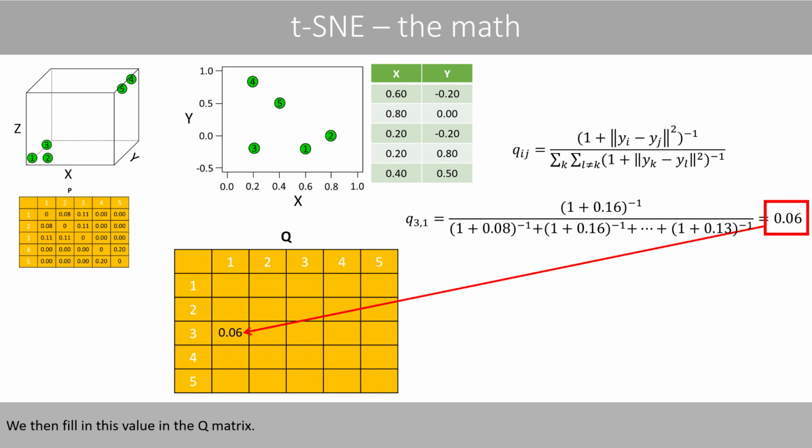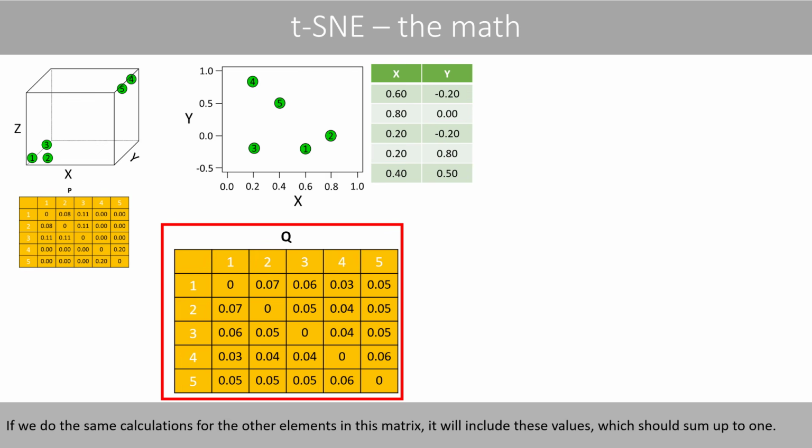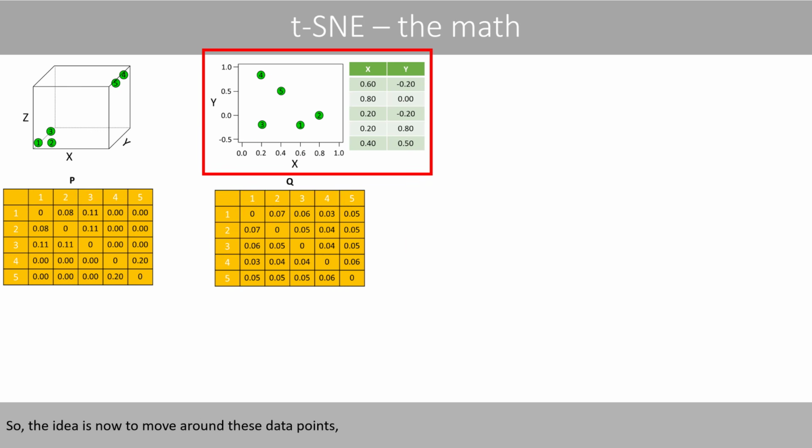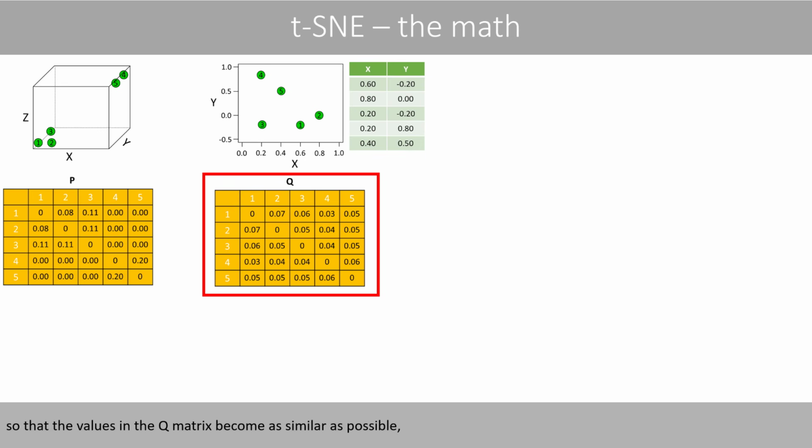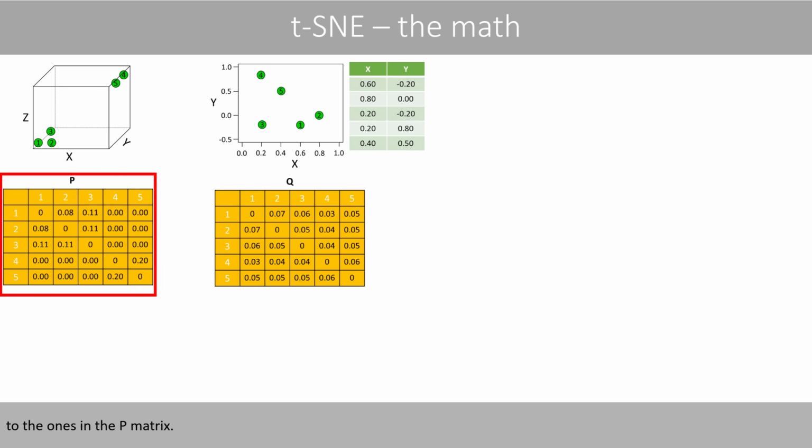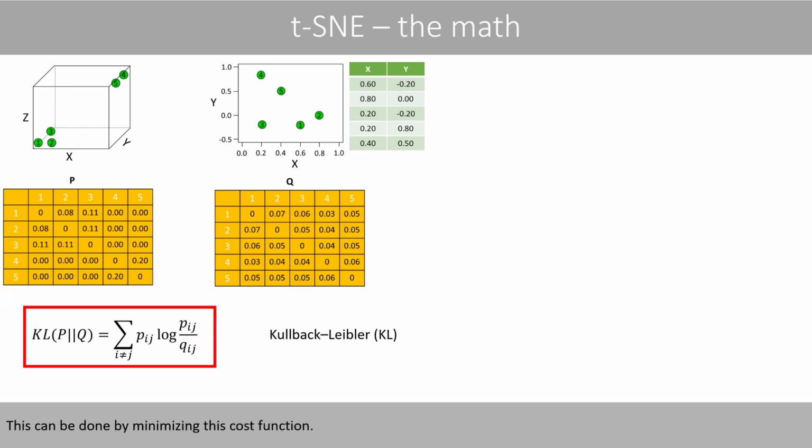We then fill in this value in the Q matrix. If we do the same calculations for the other elements in this matrix, it will include these values, which should sum up to 1. So the idea is now to move around these data points, so that the values in the Q matrix become as similar as possible to the ones in the P matrix. This can be done by minimizing this cost function.